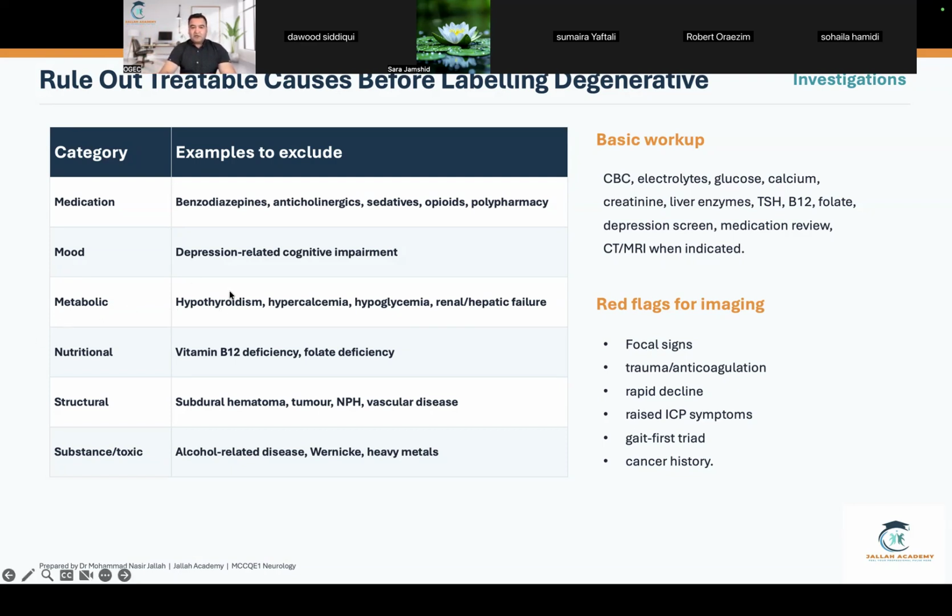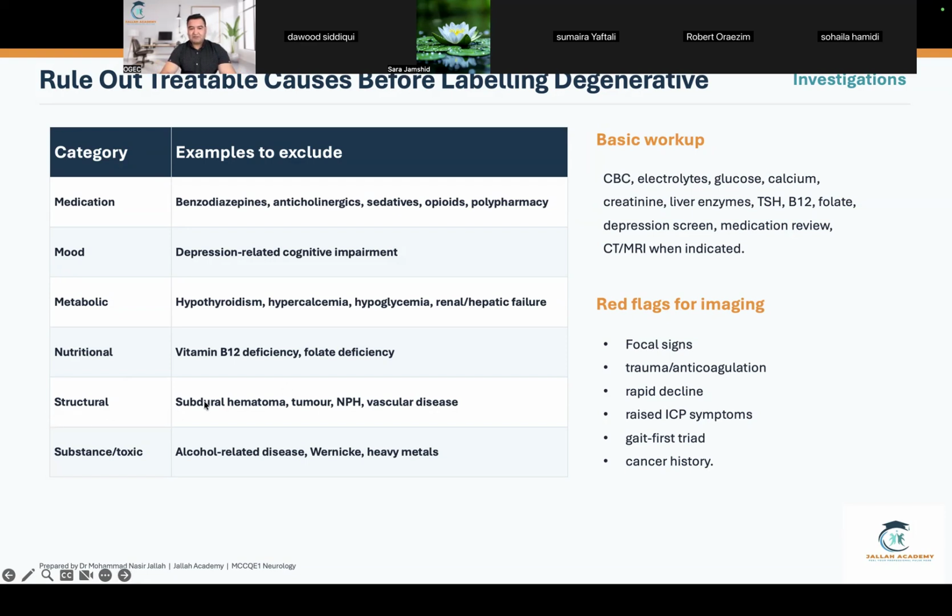So metabolic: check for the thyroid, calcium, glucose, renal function, and kidney function, because they can affect the memory. Nutritional, obviously, because we're living in a country where a lot of people are vegan, they're not using meat, so less vitamin B12. Vitamin B12 deficiency and folate deficiency can both affect memory and cause dementia. So we need to rule this out.